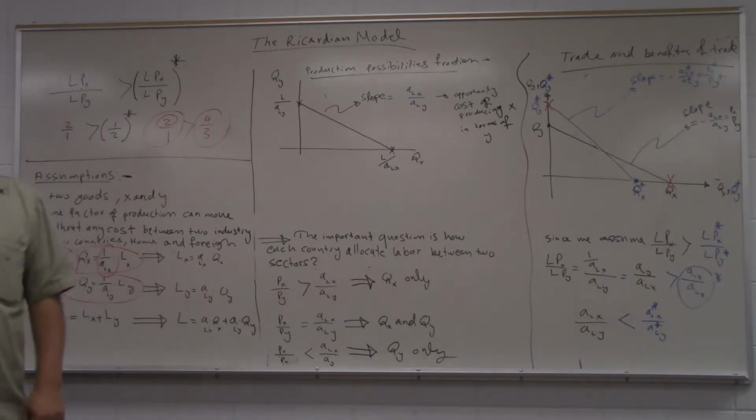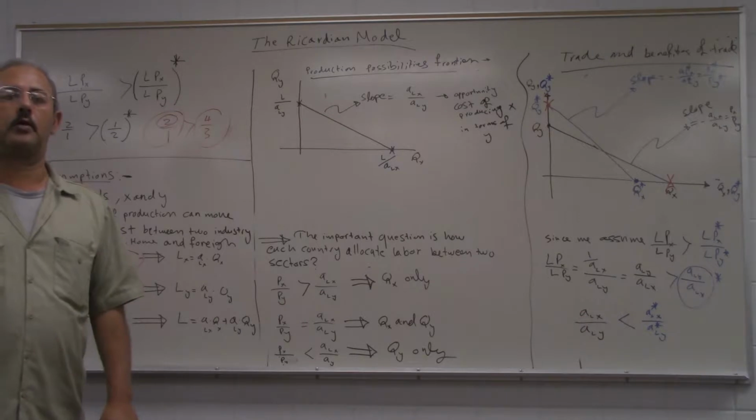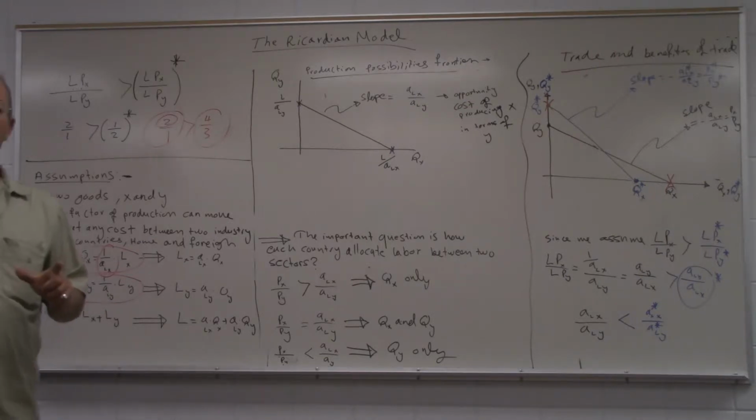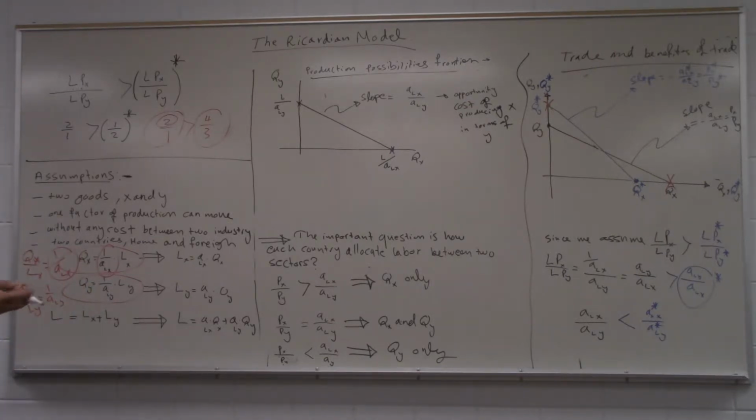As a second point, we must bear in mind we have a limited amount of labor. Therefore, we have to divide this limited amount of labor between the two industries of good X and good Y.